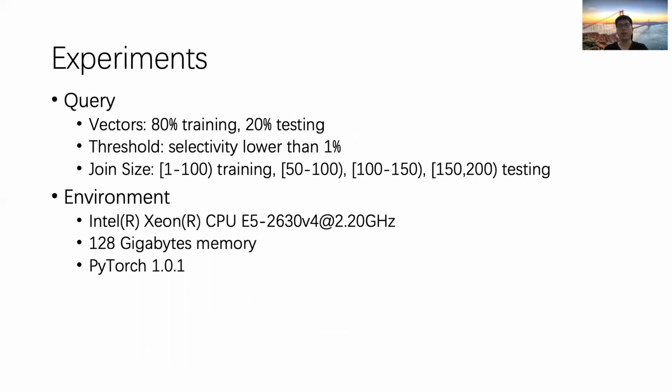For given queries, we take 80% of them as training queries and the rest are taken as test queries. For each query vector, we select 10 different thresholds, and the maximal selectivity is lower than 1%. That is in accordance with real queries. For join queries, we train our model by using 1 to 11 vectors and test the model on larger query sets to show the generalization of our model. We deploy our experiment on a machine with Intel CPU and 128 GB memory.